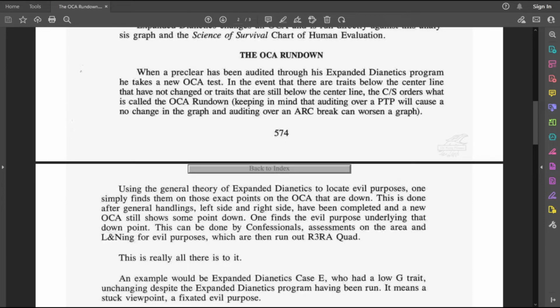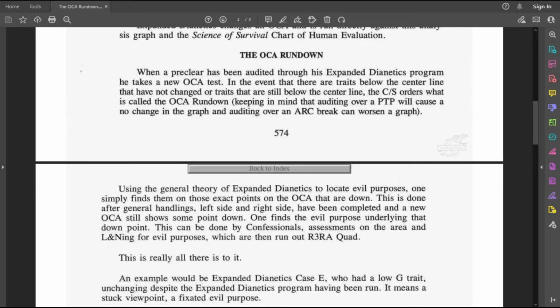The OCA Rundown. When a pre-clear has been audited through his Expanded Dianetics program, he takes a new OCA test. In the event that there are traits below the center line that have not changed, or traits that are still below the center line, the CS orders what is called the OCA Rundown, keeping in mind that auditing over a present time problem will cause no change in the graph, and auditing over an ARC break can worsen a graph.